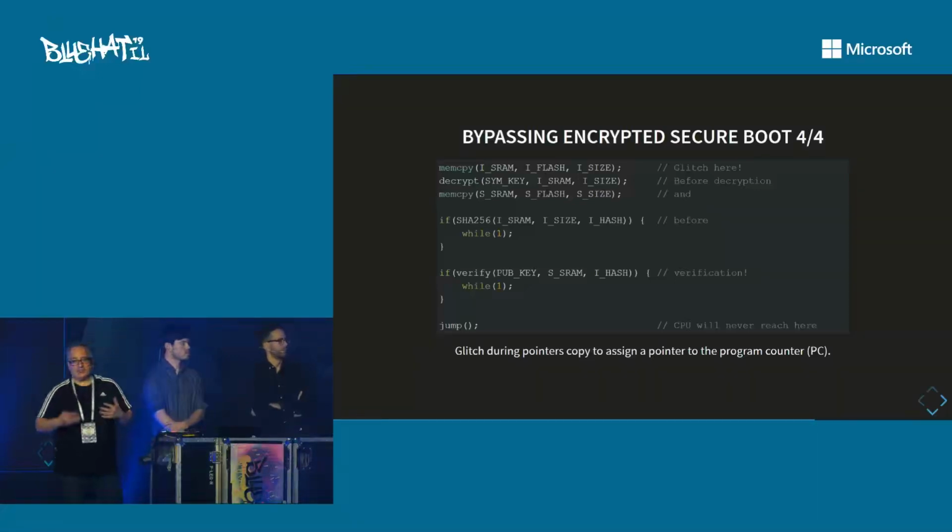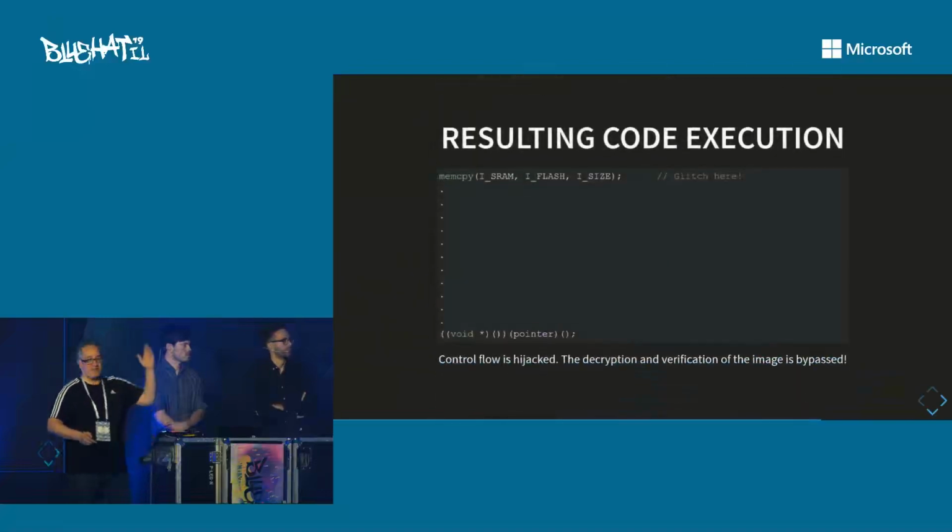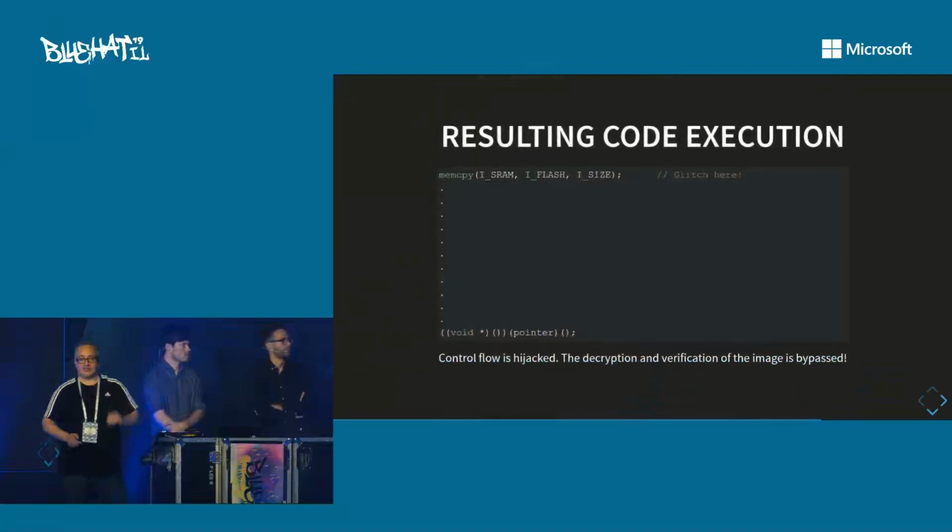And we all know what happens when the program counter is set to a value, meaning that the execution flow just immediately goes to that address, correct? And what is at that address? It's the start of the image in SRAM, which is our code. So this means that if we glitch during that copy, while the pointers are being copied, the pointers may end up in PC, and basically we start executing our code. And what about decryption and signature verification? Well, they're gone, because the control flow is hijacked during the copy.